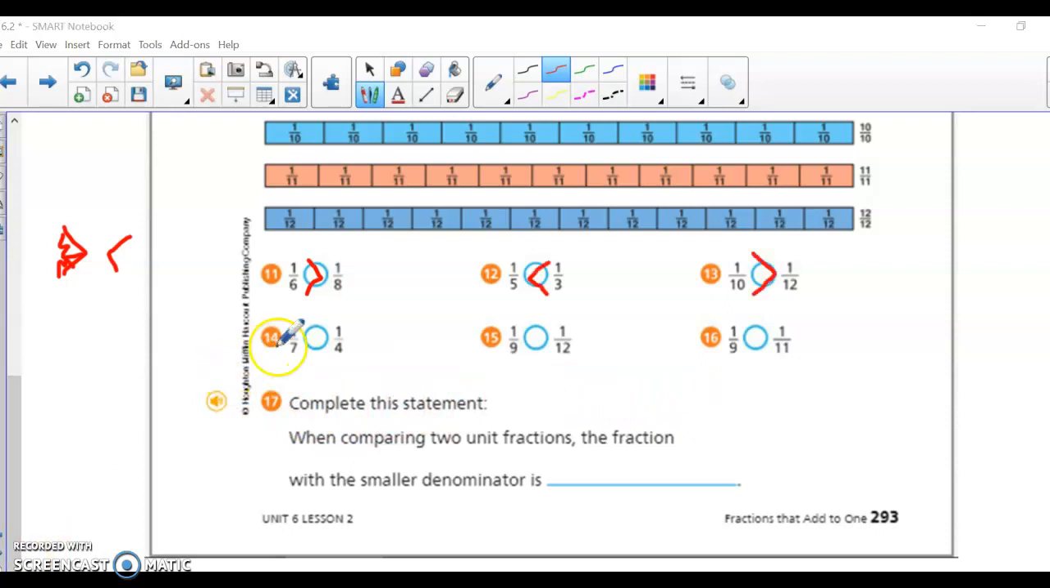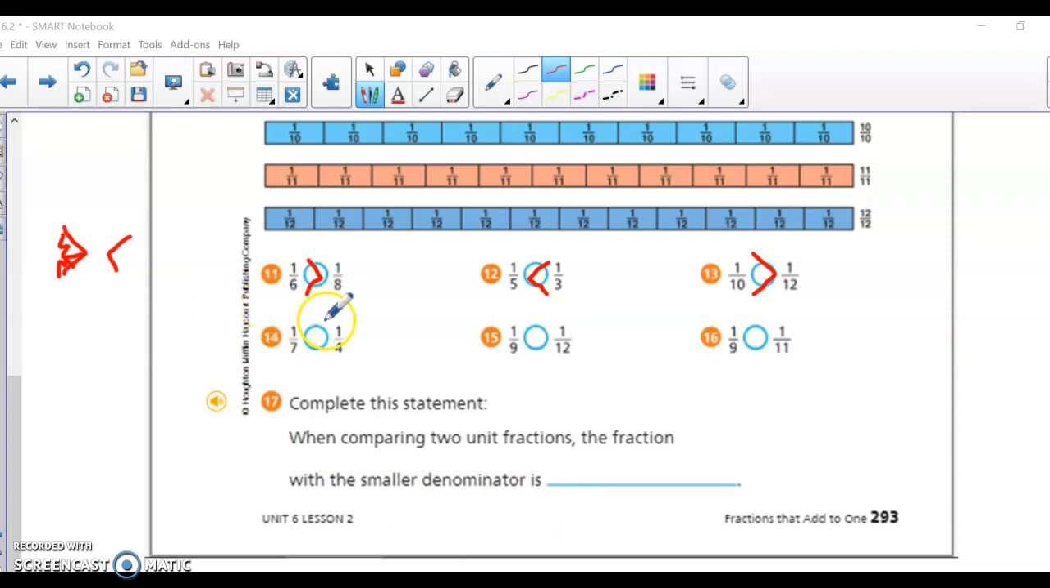All right, check your work with the next two here. You should have 1/5 is less than 1/3 and 1/10 is greater than 1/12. And don't forget to finish these up as well. And then I want you to compare two unit fractions with the smaller denominator. What happens when it has a smaller denominator?